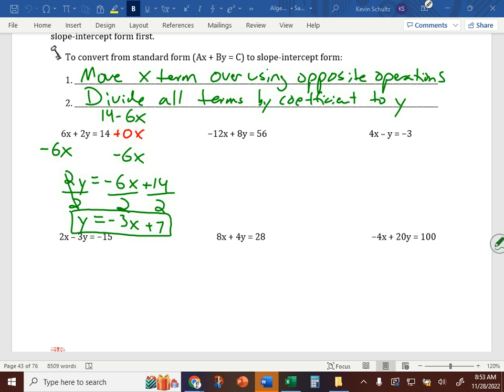Move x term over using opposite operations. Negative 12x plus 8y equals 56. What's our first step? How are we moving that x term over?